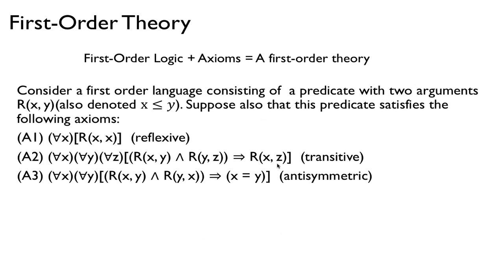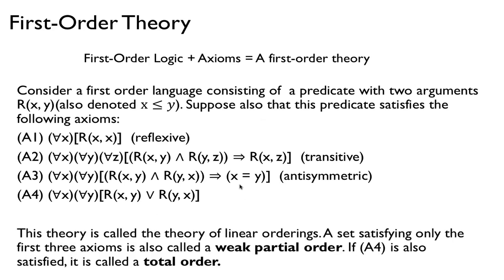For all x, for all y, R(x,y) and R(y,x) means that x and y are the same. So this is the anti-symmetric property. If x is less than or equal to y and y is less than or equal to x, that means they must be the same. And then for all x, for all y, R(x,y) or R(y,x). So given any two elements, either x is less than or equal to y or y is less than or equal to x. We see that the less than or equal to relation is an example that we've seen already in math. It turns out that there are actually many sets that satisfy this theory, and this theory is also called the theory of linear orderings.